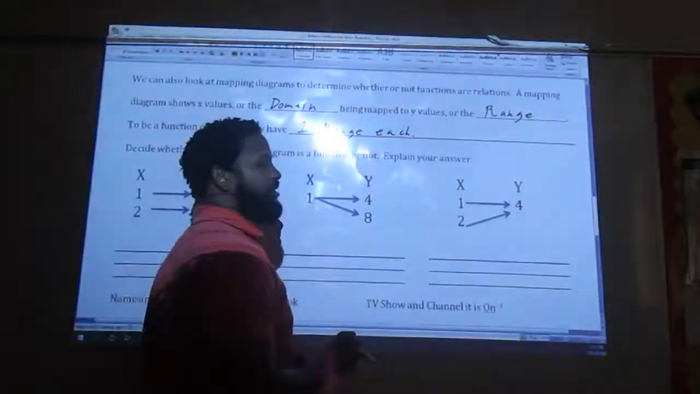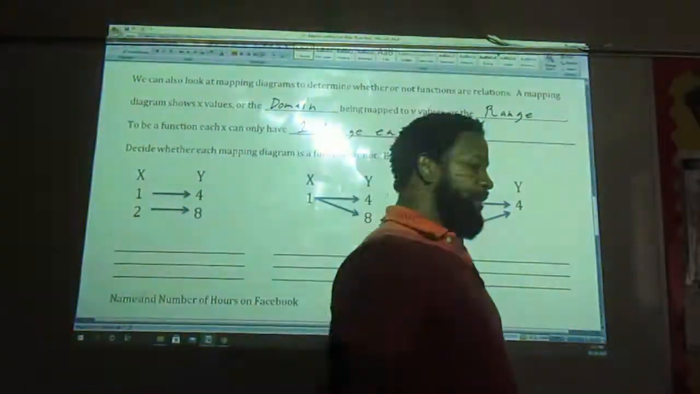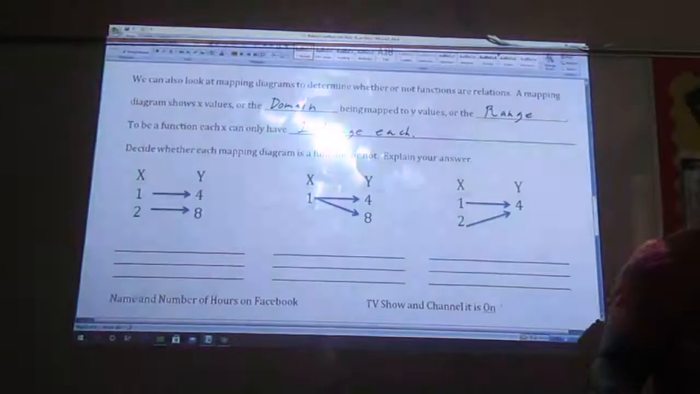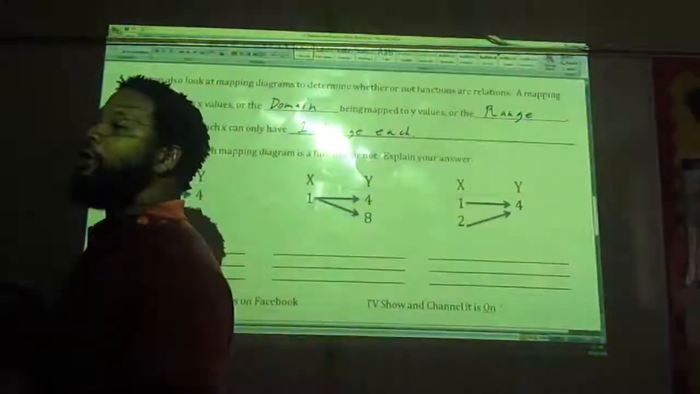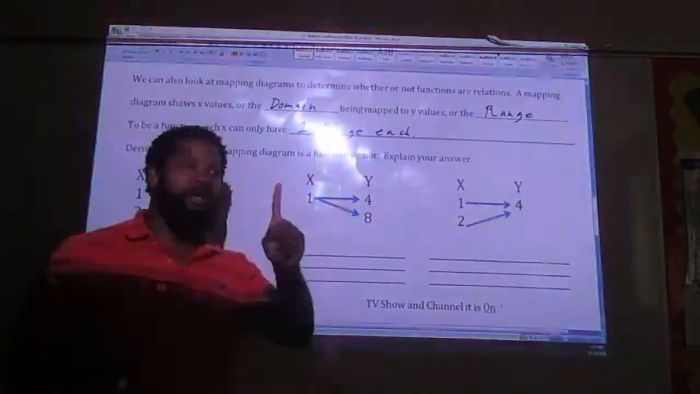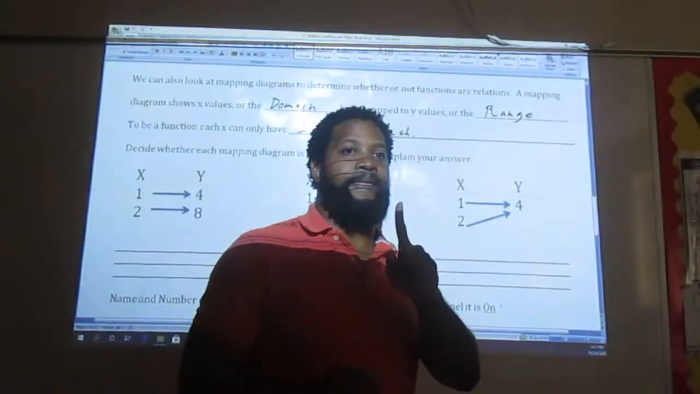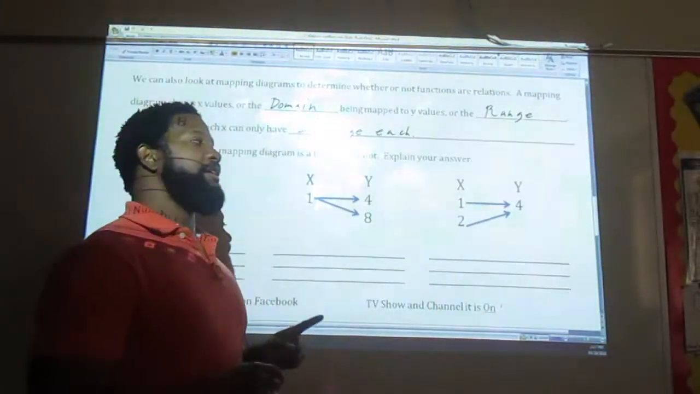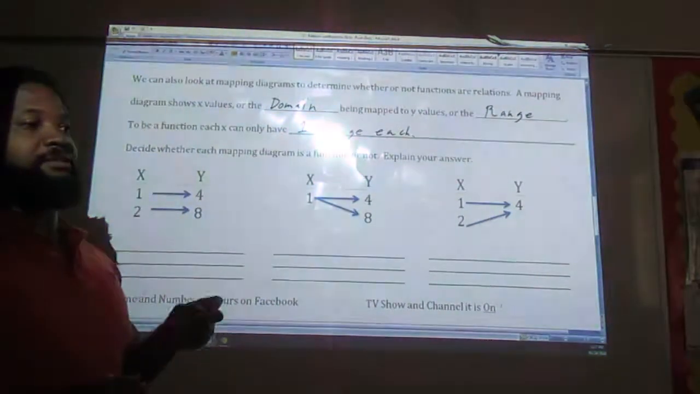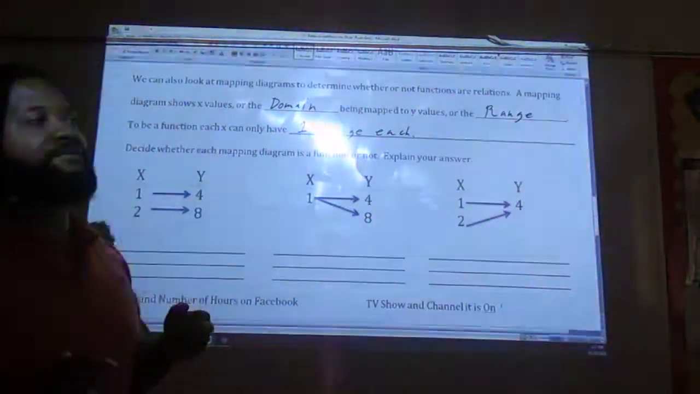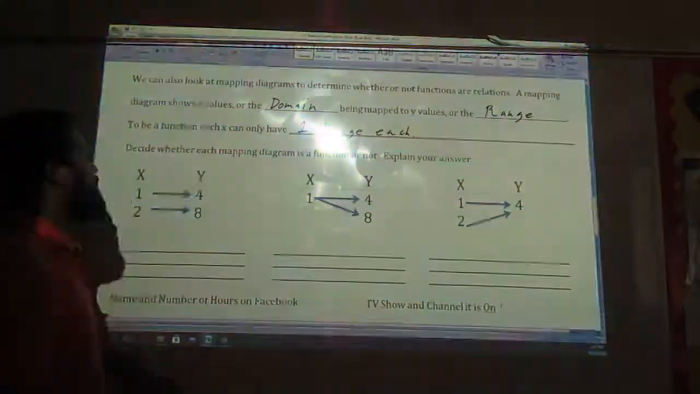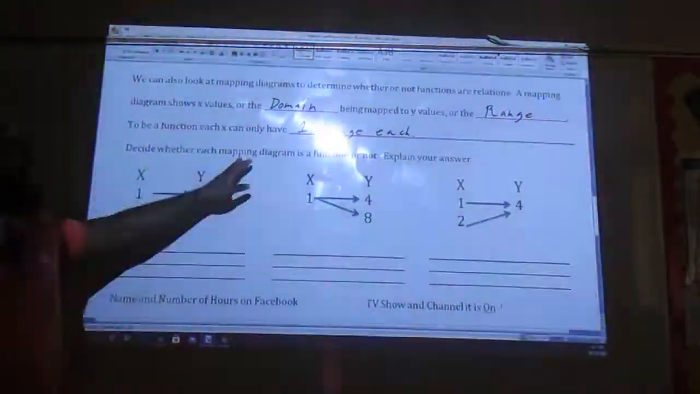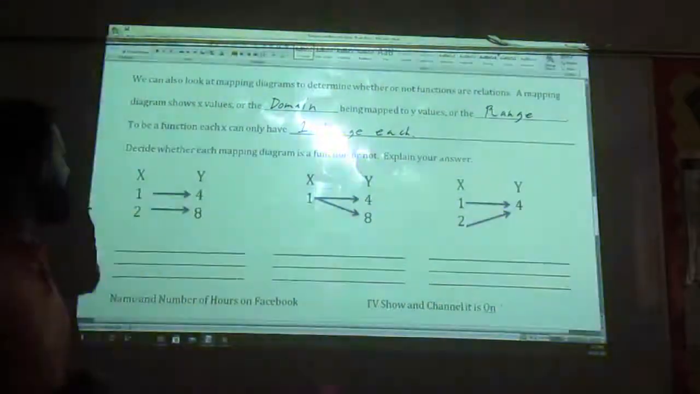What does this mean? This means you can have as many ranges as you want, but you can only have one domain. You cannot have the same domain. You cannot have the same x. What does this mean? Well, decide whether each mapping diagram is a function or not.